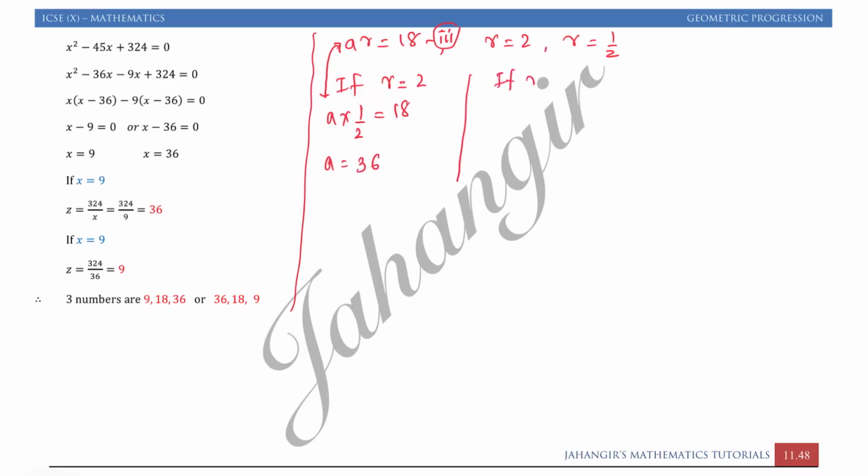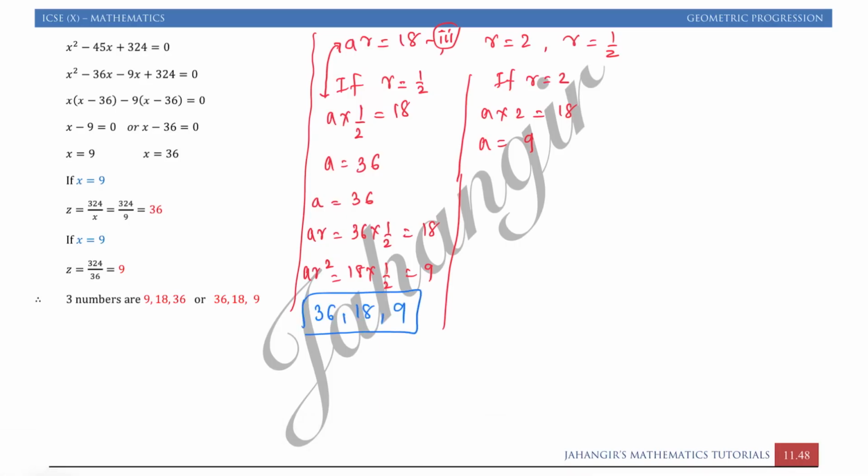Now, sorry, here in the first case I took R as half. In the second case, if I am taking R as 2, so A into 2 is equal to 18, so A is equal to 9. So in the first case I am getting A as 36, in the second case I am getting A as 9. In the first case we have first number A, second number AR, third number AR square. So we got 36. 36 into half, that is 18. 18 into half, that is 9. So therefore the 3 numbers are 36, 18, 9 in the first case.